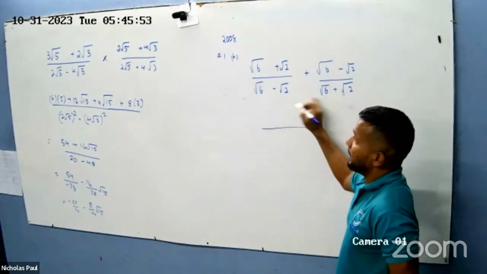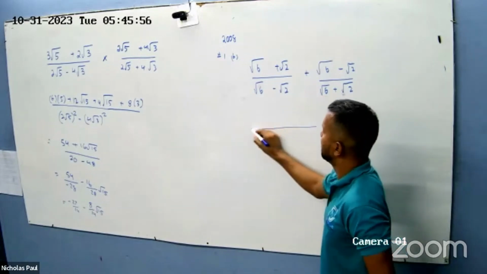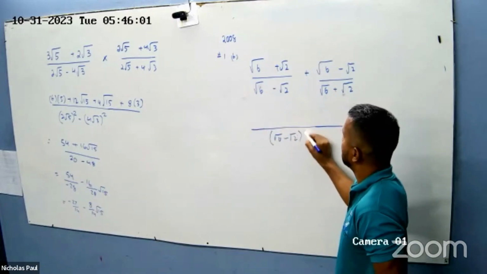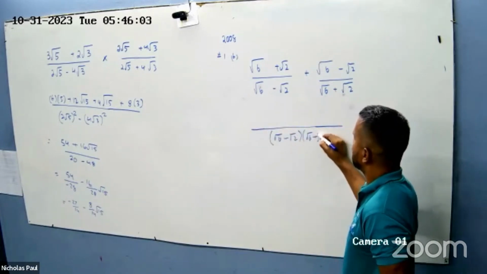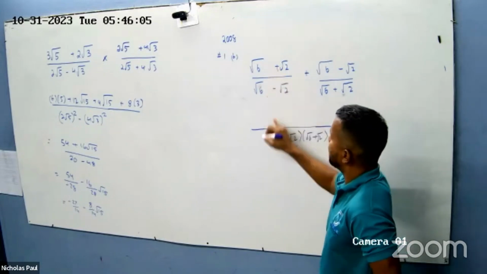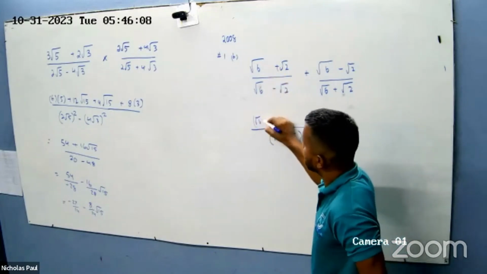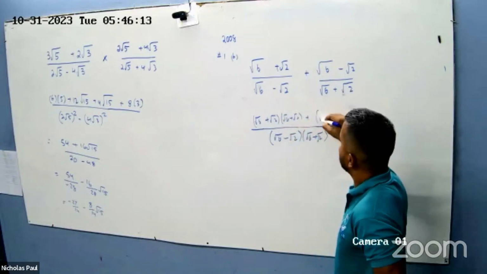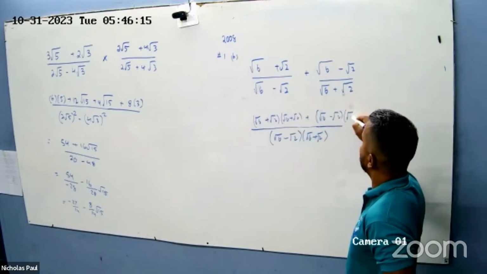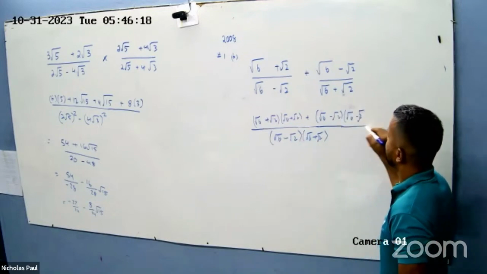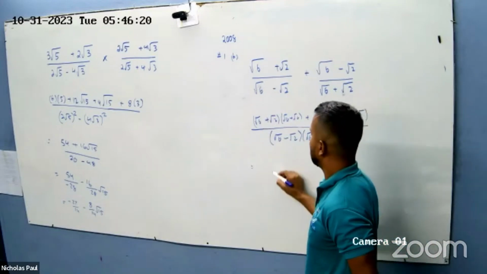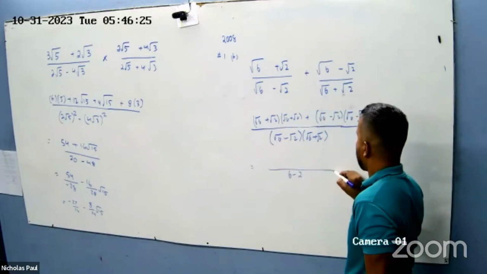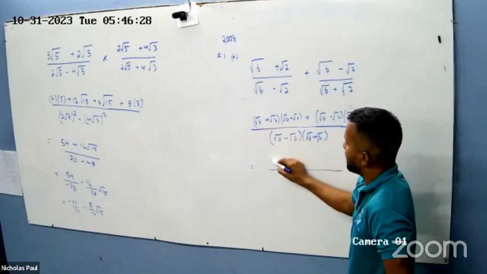I'm going to find the LCM and work it out. So if I find the LCM, I'll get root 6 minus root 2, root 6 plus root 2. When I multiply this by this, it will cancel, and I'll get root 6 plus root 2 by, and here I'll get root 6 minus root 2 by. Underneath here, you will get 6 minus 2.